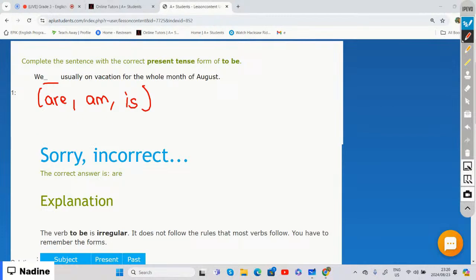And if we were to choose the correct form, yes, we are going to say we are usually on vacation for the whole month of August. So well done, because we said that in the present tense, right? Because in the present, we use are to refer to more than one person doing something.